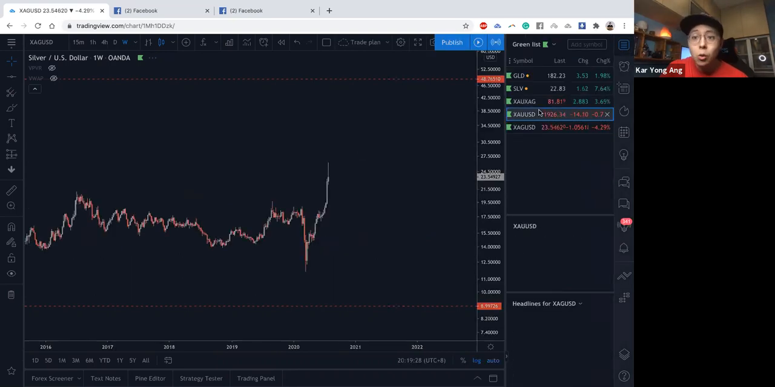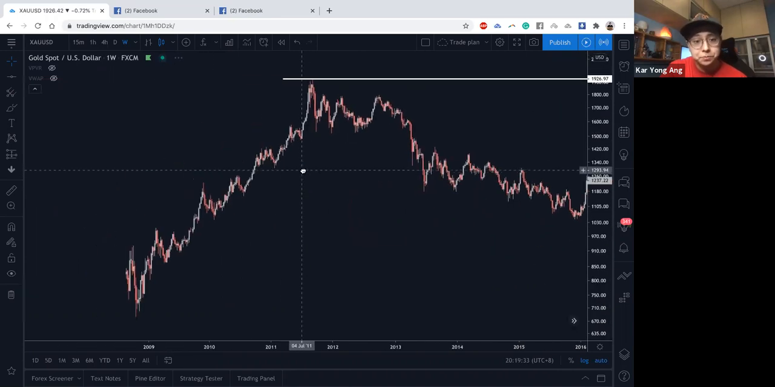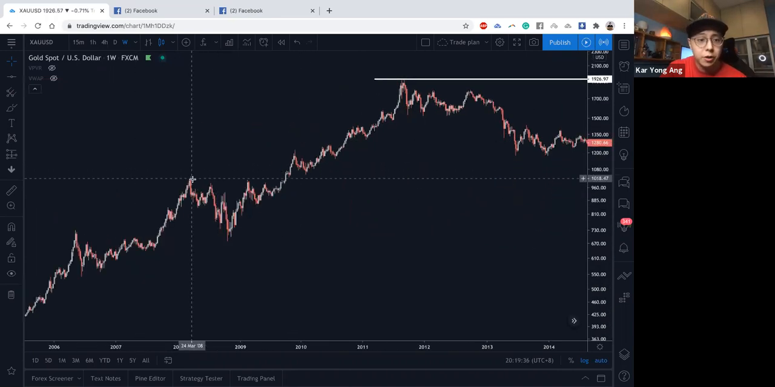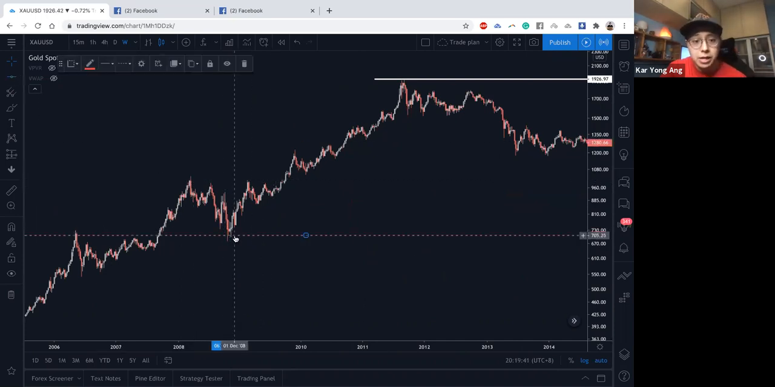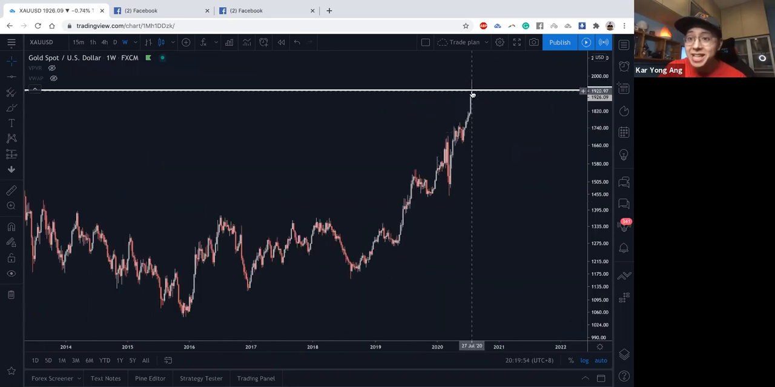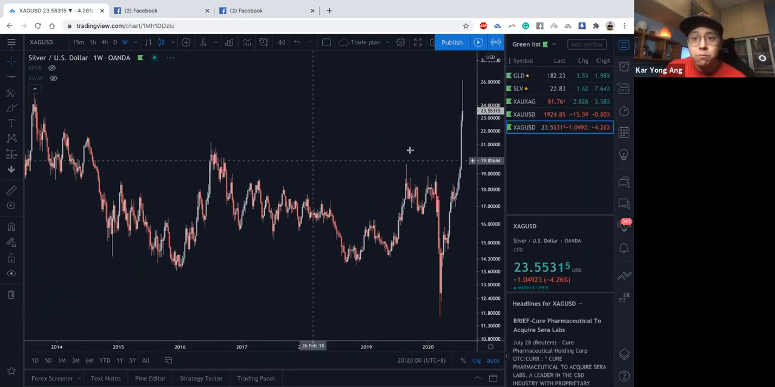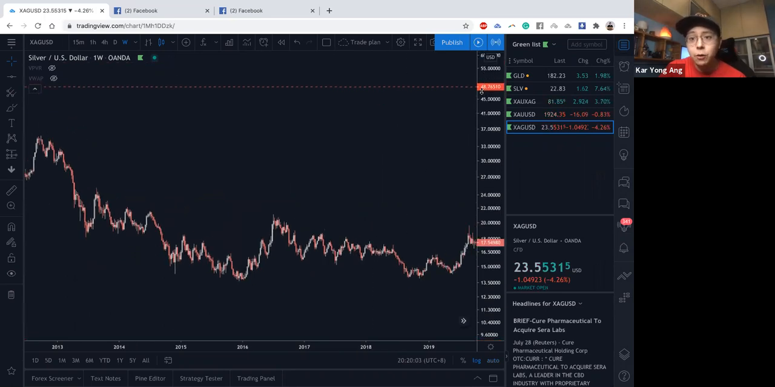If I bring you to the gold chart, it's actually the same thing. If I go back to 2008, 2009, you can see over here as well that in 2008 it dropped. From the low of 2008, around $700, it went up close to $1,900. If you look at it right now, gold has already tagged that high. But silver, if I go back to the silver chart, still has a lot of room to go up to the previous high of around $48.